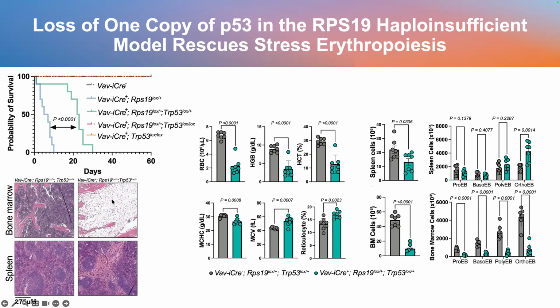However, for some reason that we still don't know, and this is something that we're going to investigate in the future, and I'm happy to hear any feedback, any suggestion, the bone marrow is still empty. There is no dose-dependent effect of removing one allele of p53 in this model. Only stress erythropoiesis is rescued.